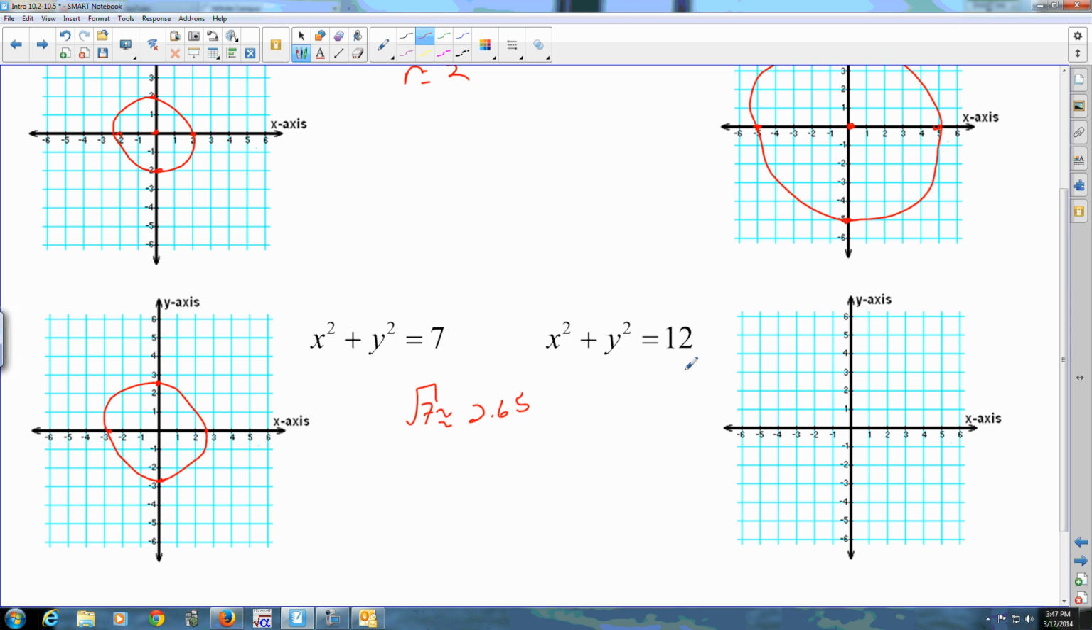Square root of 12 is about 3.5. So you guesstimate 3.5 on there. That's approximately the square root of 12. This is all the more accurate you guys need to be. And then draw your circle. Oh my goodness, whoa, I missed. Okay, and then it would be your circle. So that's it. I think the next section is ellipses.